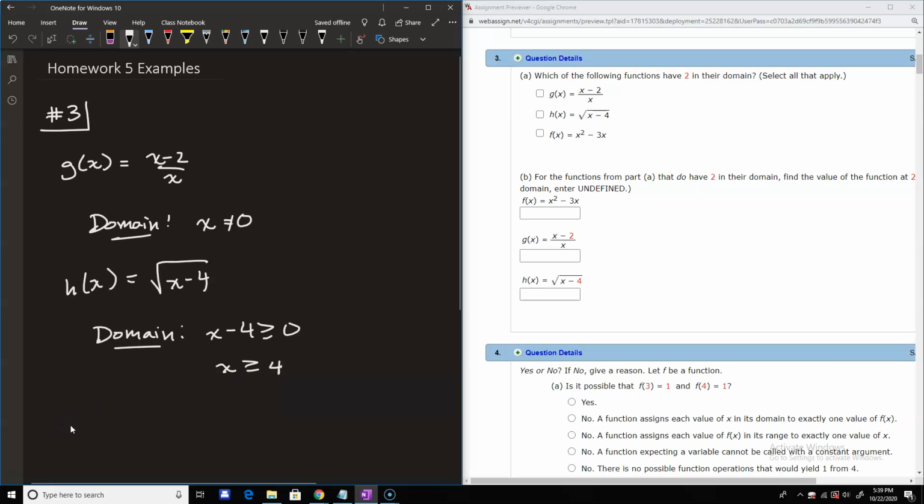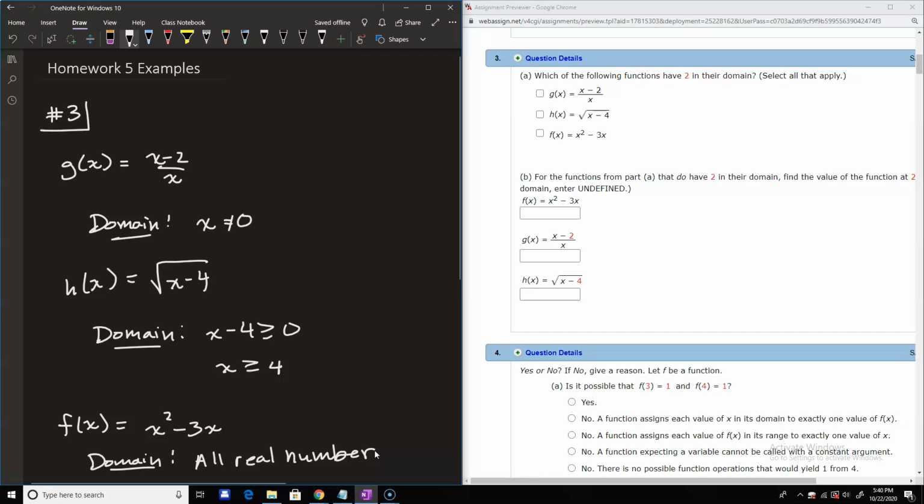And for the last one, f of x, that's a polynomial, so the domain is all real numbers. So 2 is certainly in the domain there. So for number 3, you would just check the boxes: g of x and f of x, and h of x would not work.